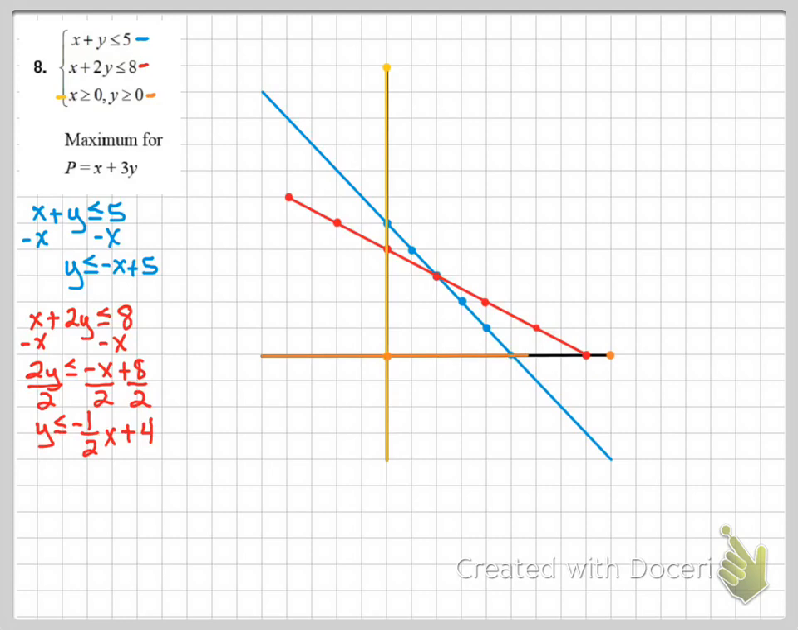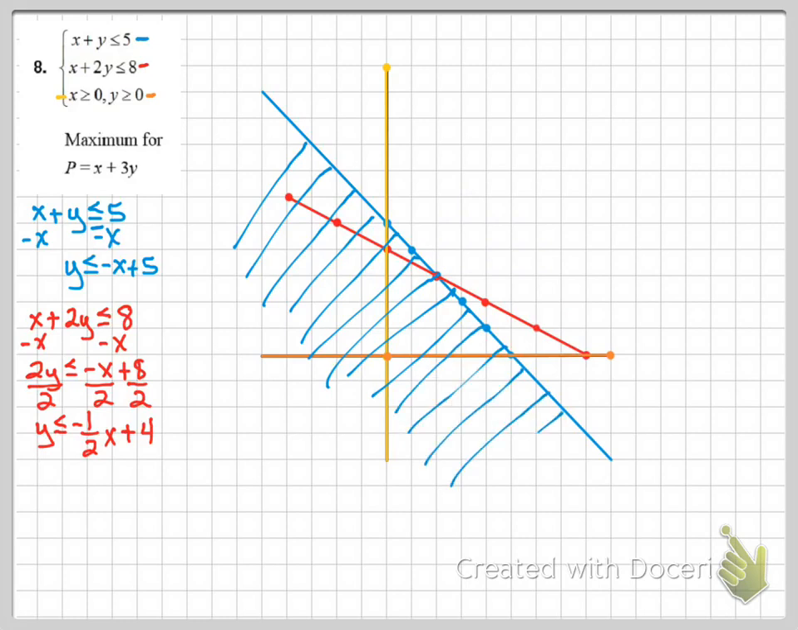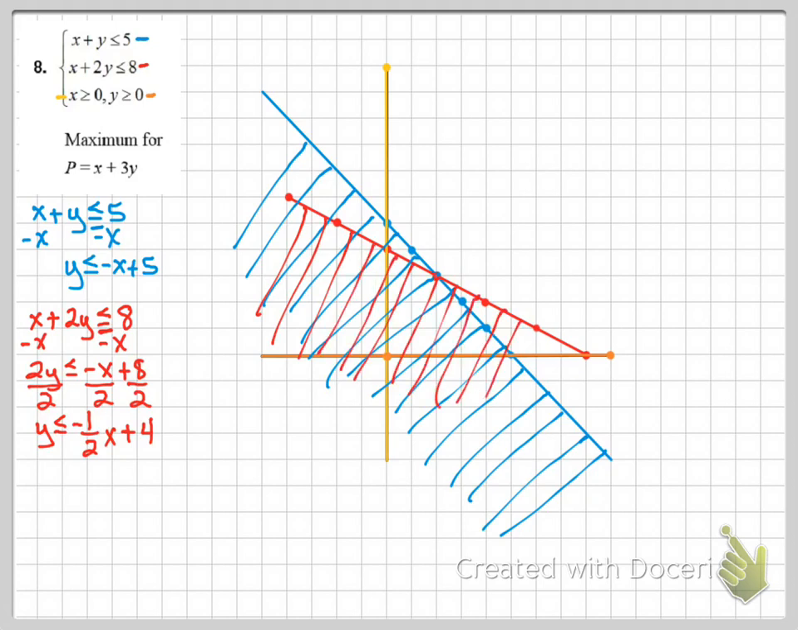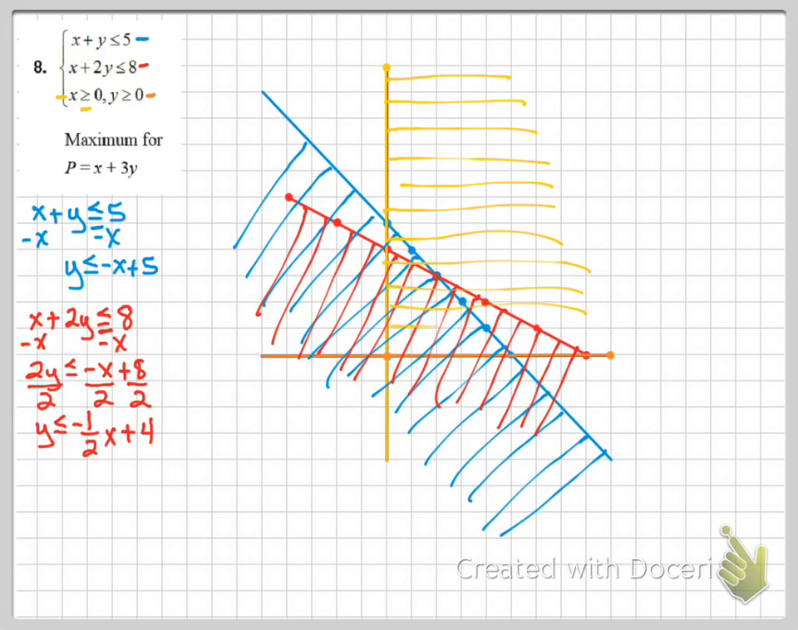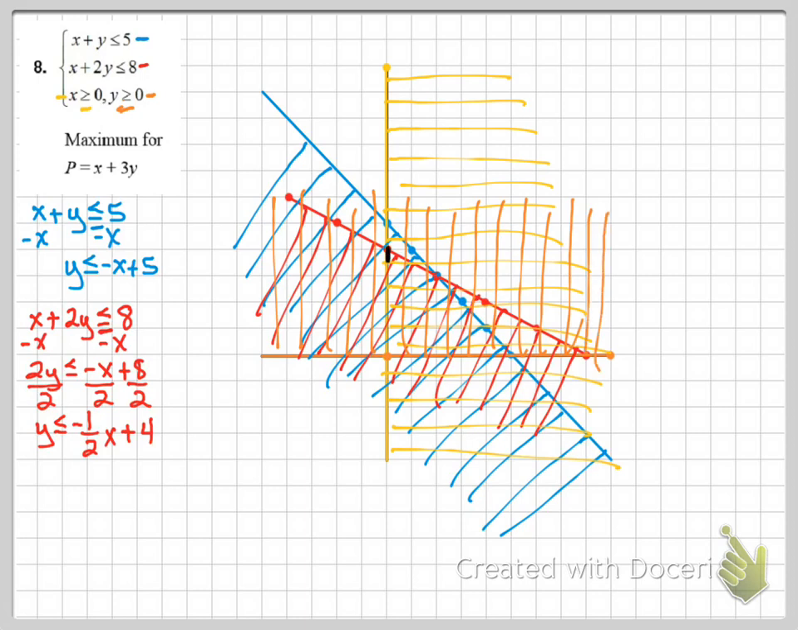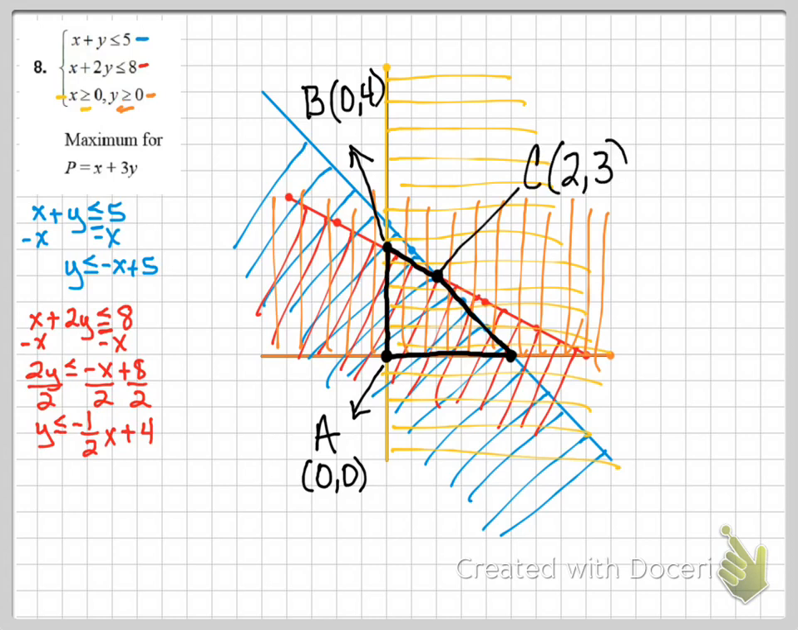Then we're going to graph my vertical line in yellow and my horizontal in orange. Shading for my blue line is less than. Shading for my red line is less than. Shading for my yellow line is greater than. Shading for my orange line is also greater than. I'm going to outline our feasible region in black. I'm going to show my points and label and name my points. Like I say, slow this down if you need to.